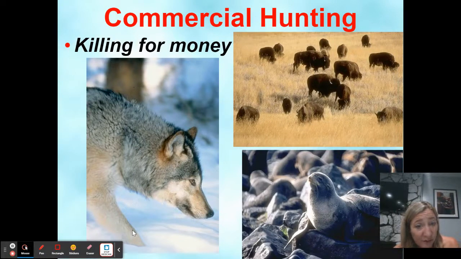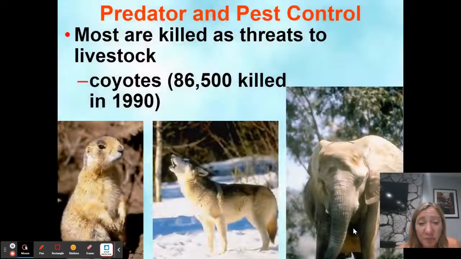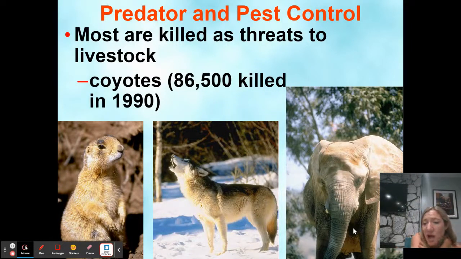Sometimes we kill for money. So commercial hunting, where there's some part of it that is giving us money, whether it be the coat or the blubber or whatever it is. We're hunting for money. We've done that for years. Predator and pest control. Most of the time, these are threats to livestock or agriculture or something like that. Like coyotes were hunted pretty significantly because we were worried about livestock and things like that.